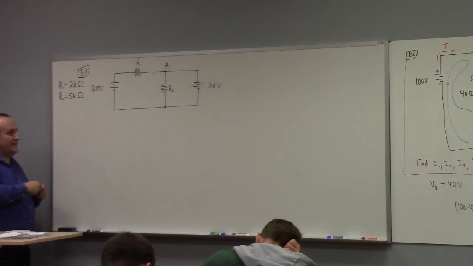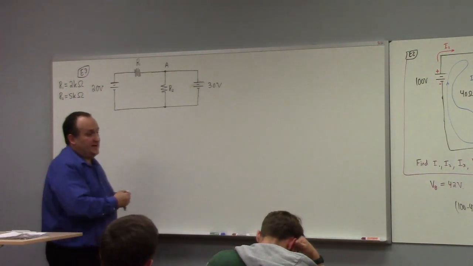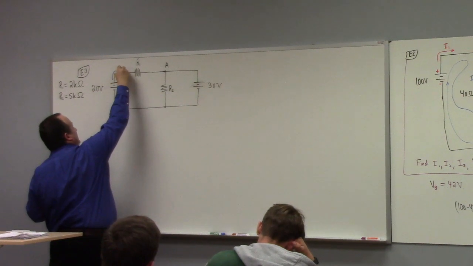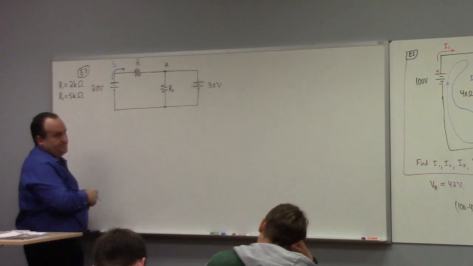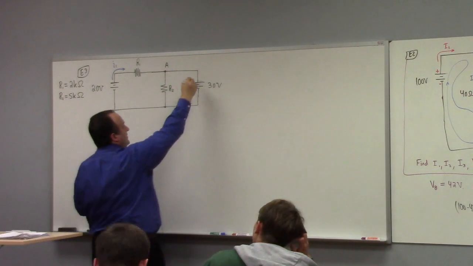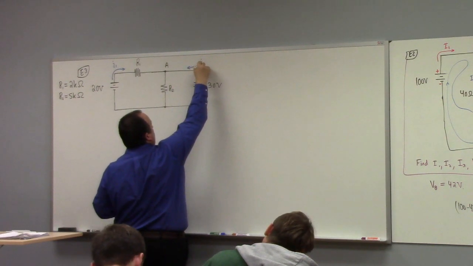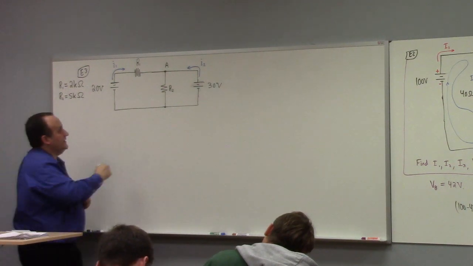Furthermore, I'm going to define, all right, and so when I make a definition, it defines current flowing this way as positive. So this is I1. And then I'm going to define current I2 as going this way. I'm then going to define current I3.